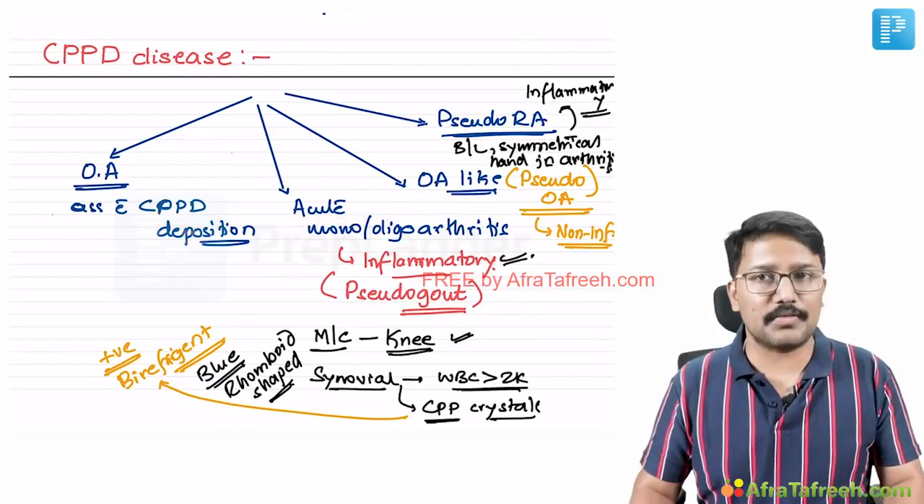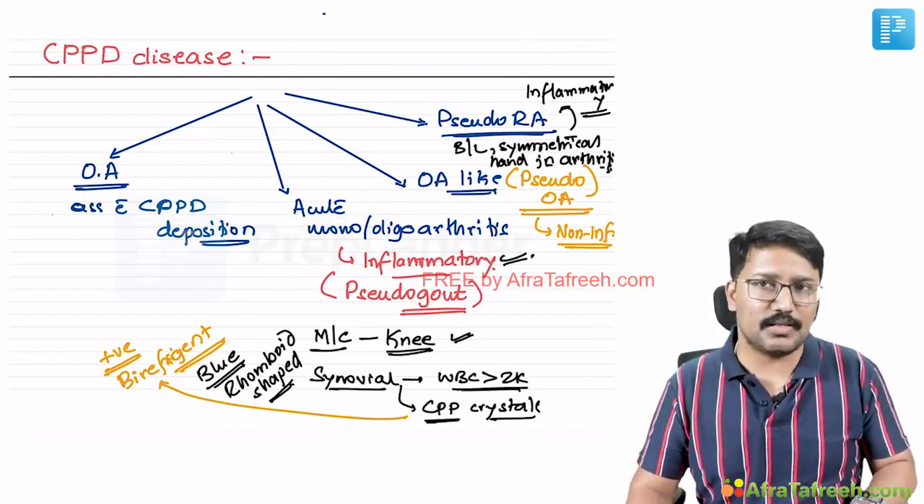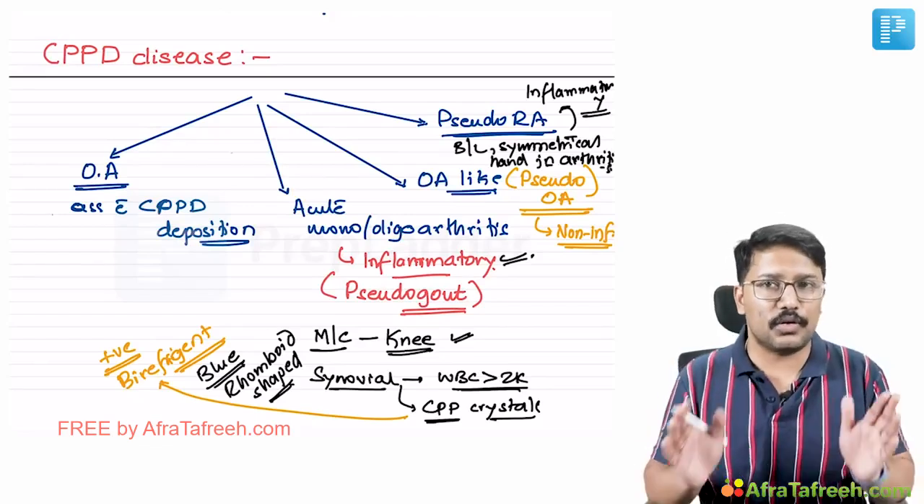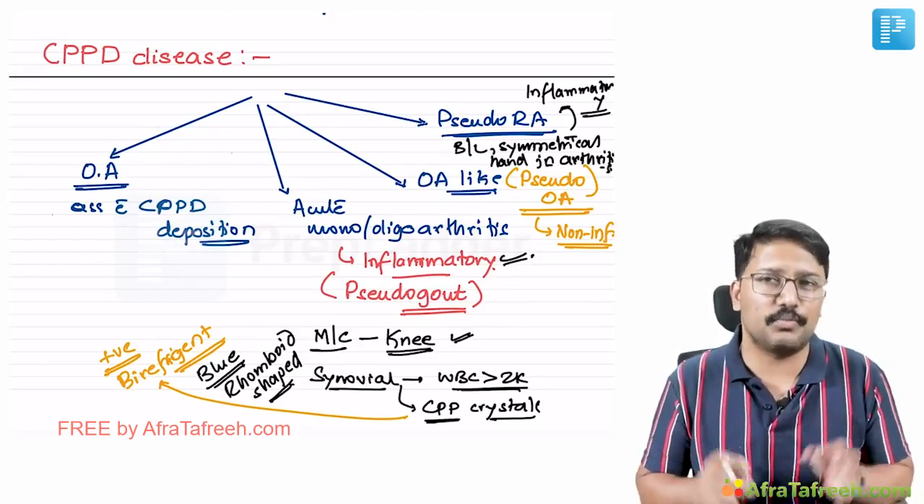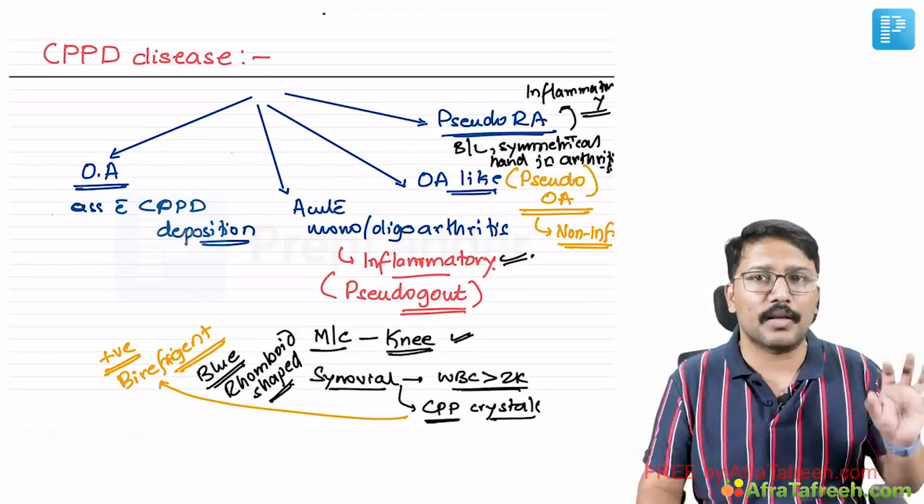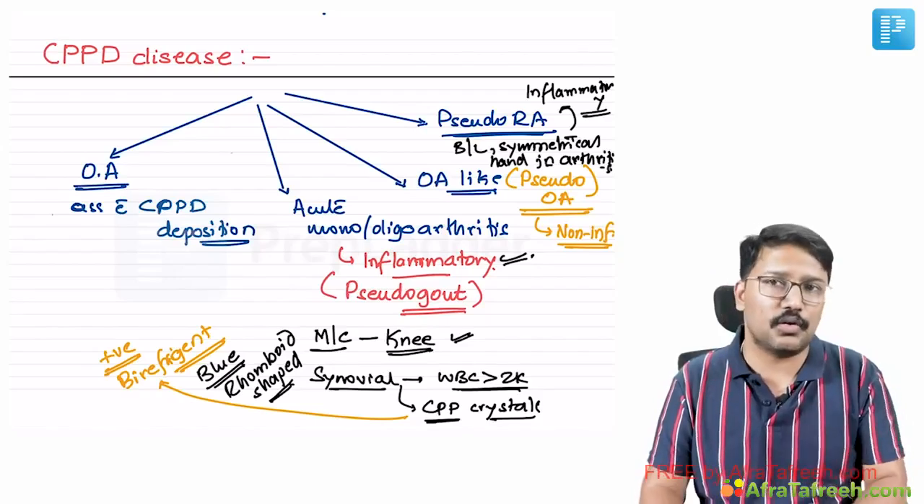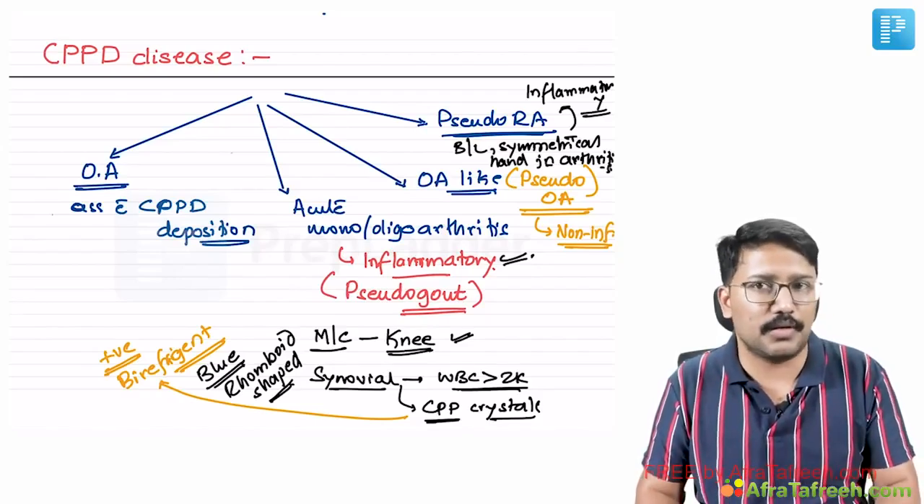So what are the differences we have learned between CPPD deposition disease and gout, or in other words, gout and pseudo-gout? Both are inflammatory joint disorders, and both often present as monoarthritis. In gout, the most commonly affected joint is the first metatarsophalangeal joint. In pseudo-gout, the most commonly affected joint is the knee joint.